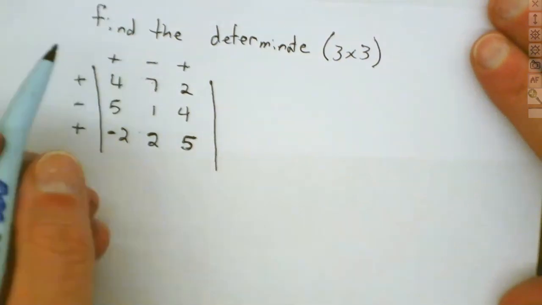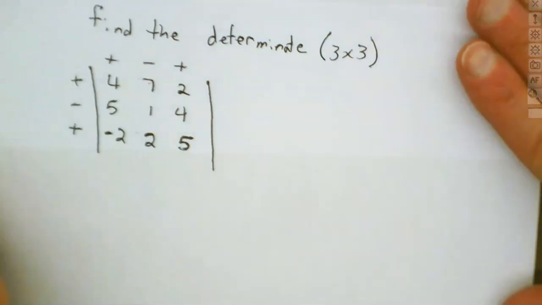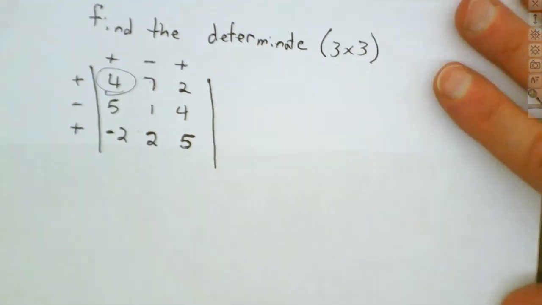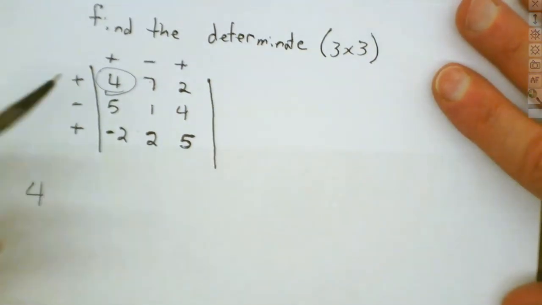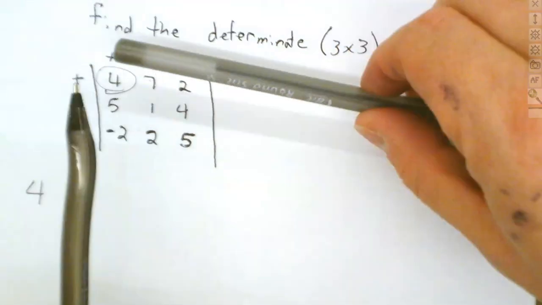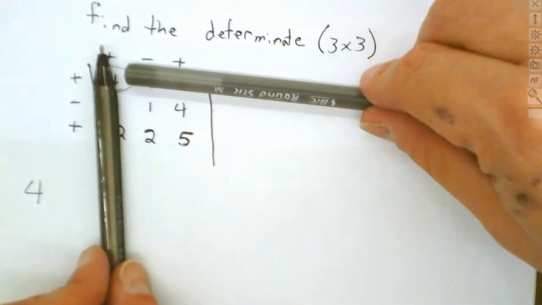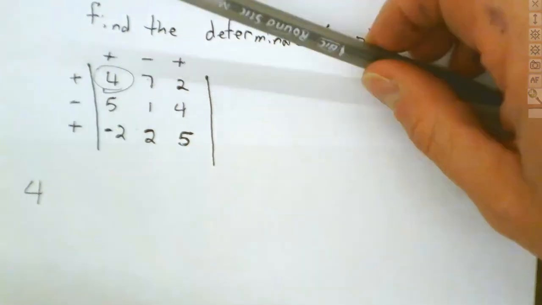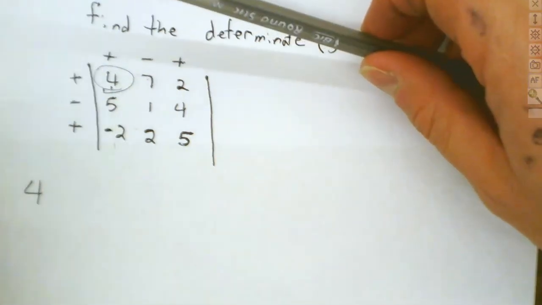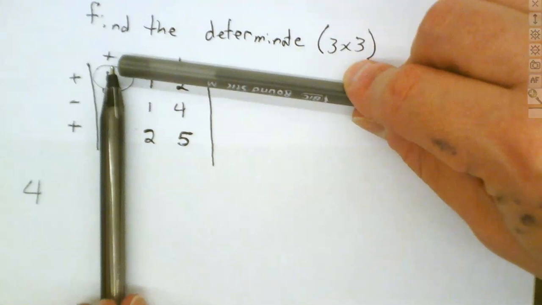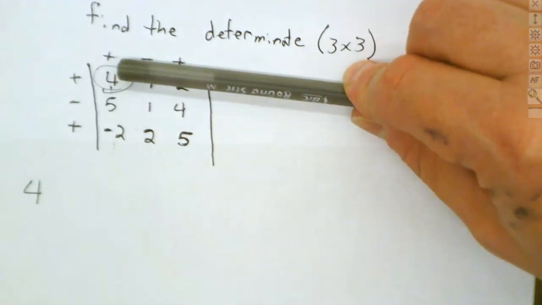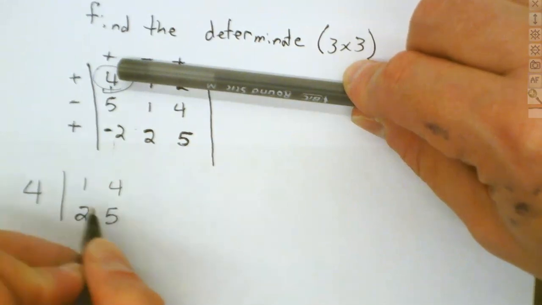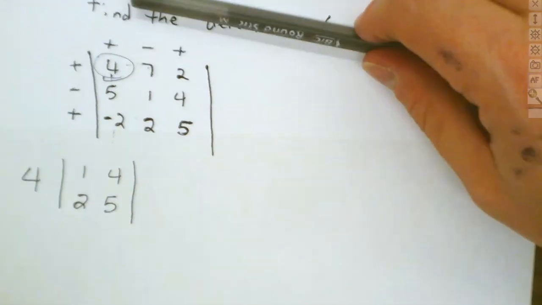So what we do is we figure out where we're going to start at. So I'm going to go across the top. So let's start with a 4. Okay, so this is going to be 4. So that 4 goes out in front. And then I cross out where that 4 is. So I cross out that, and that leaves me with a 2 by 2. Okay, so you see how it is here. You cross that out, cross that out. What does that leave you with? That. So what's left over? This determinant, which is 1, 4, 2, and 5. And we've used that 4.